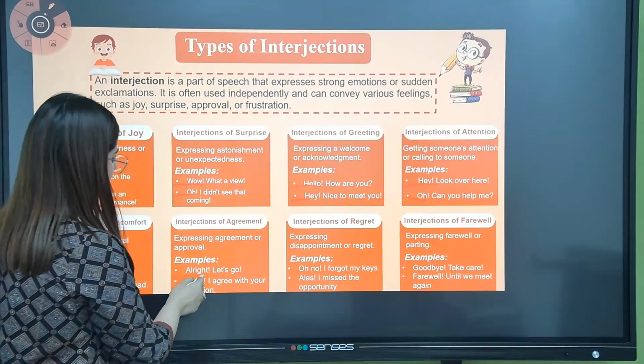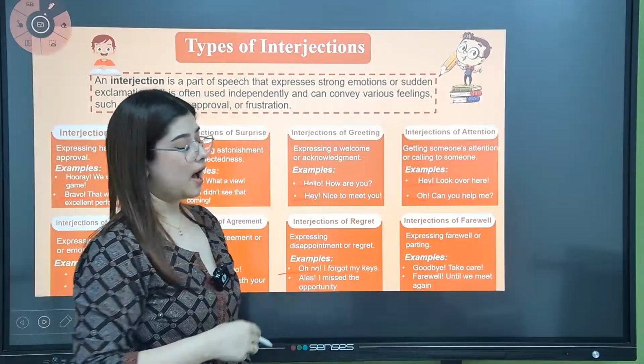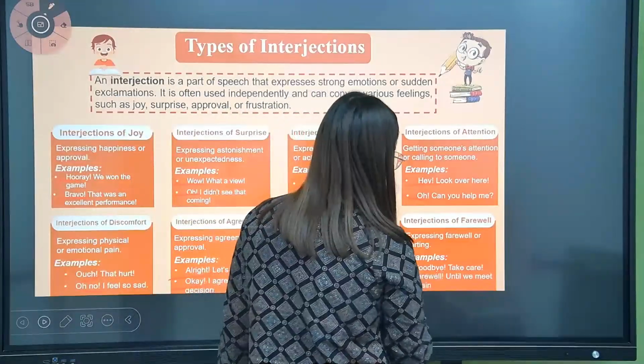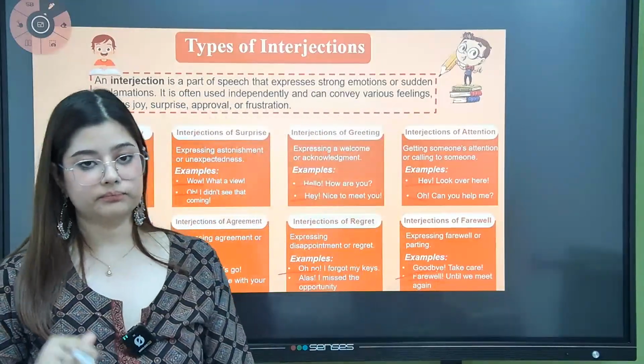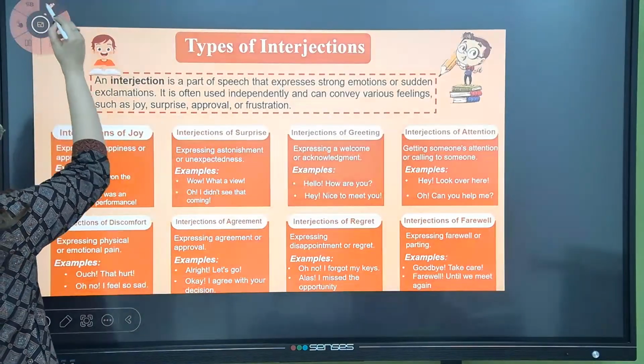Interjections of agreement: all right, okay. Interjections of regret: oh no, alas. And interjections of farewell: goodbye, farewell. Okay, now let's take up a sentence.